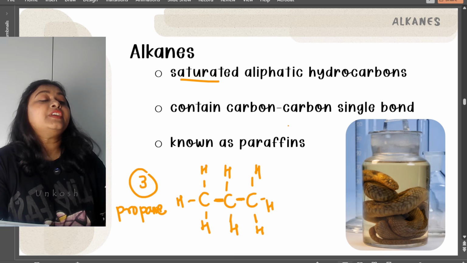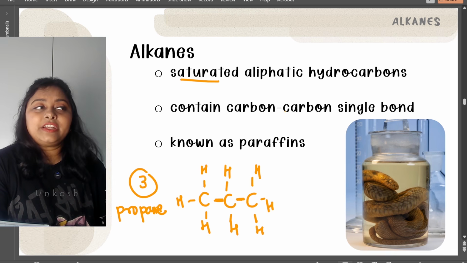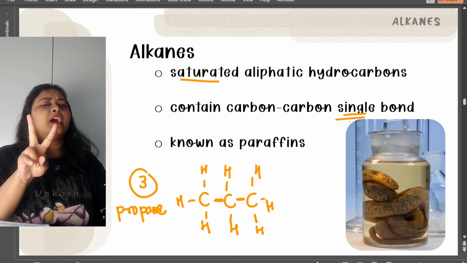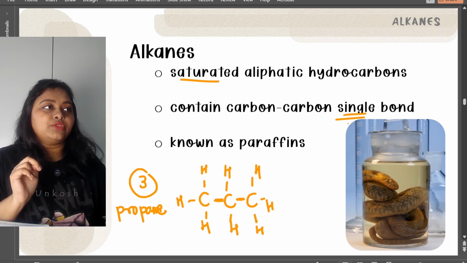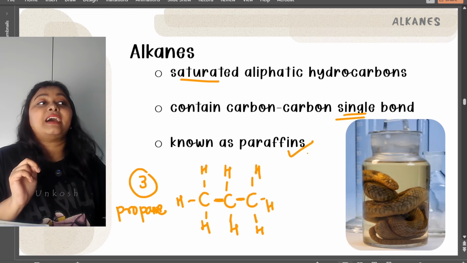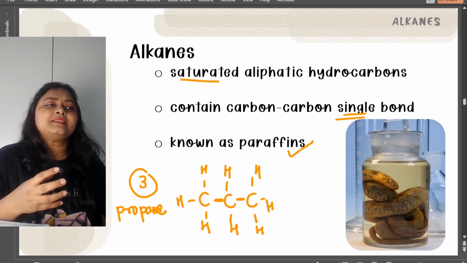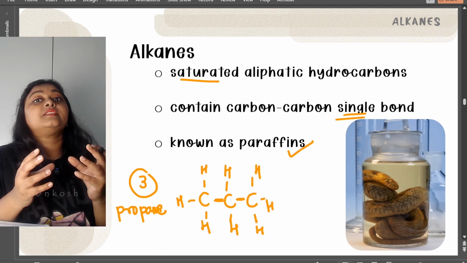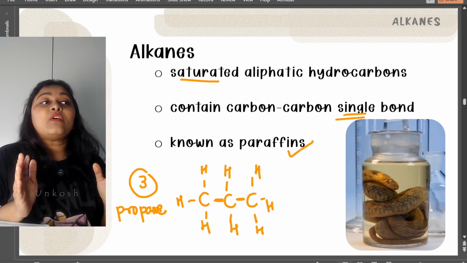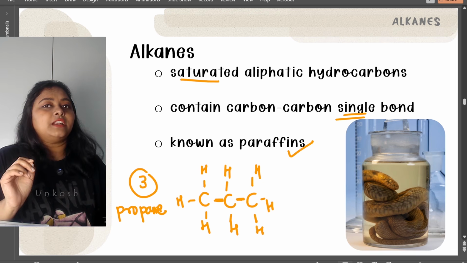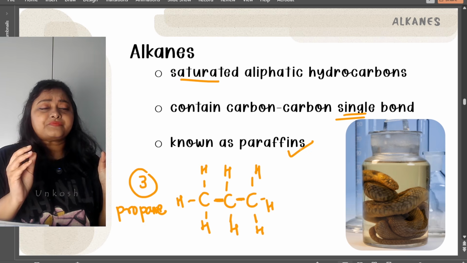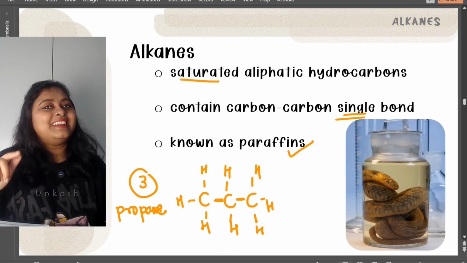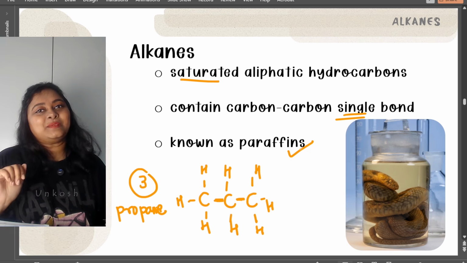So let's continue. Because we have understood that they are saturated, they are going to contain a carbon carbon single bond. Every 2 carbons are going to have a single bond between the two of them, and they are also known as paraffins. This is a common naming system wherein compounds were named after some or the other sources or discoveries. Why it is called paraffin is something that you need to find out. It is a very interesting fact. If you want to know further why they are called paraffins, check shorts on my channel and you'll come to know why alkanes are called paraffins.